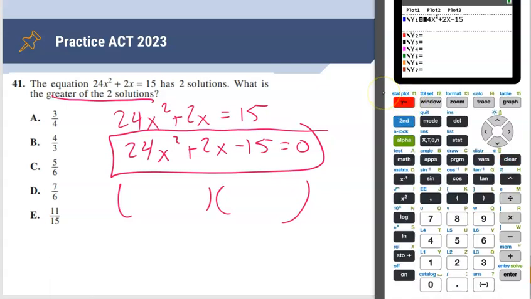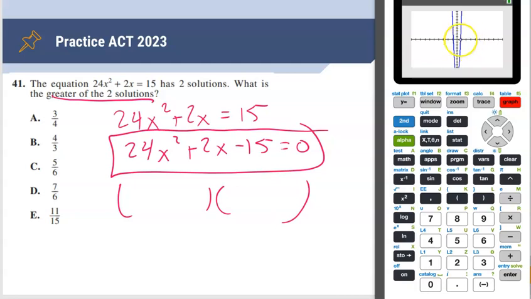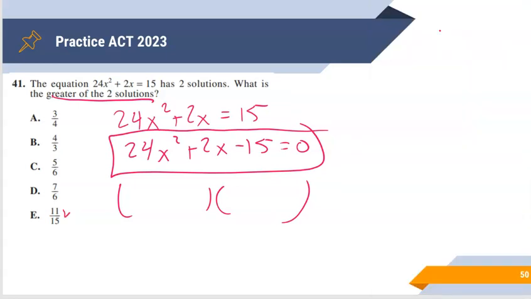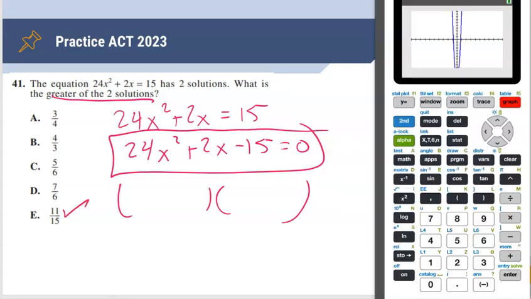So if I go to y equals and type in the equation that we're trying to graph, and I graph it, I'll notice I've got two answers. The answers are where we cross the x-axis. Now I've got to figure out which one of these works, right? Which one of these is the right answer. So I'm going to try letter E and work my way up. I'm going to try 11 over 15 first.